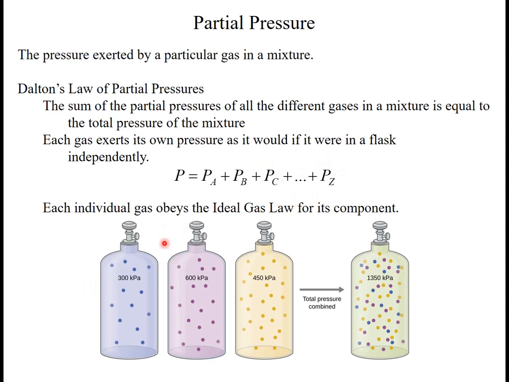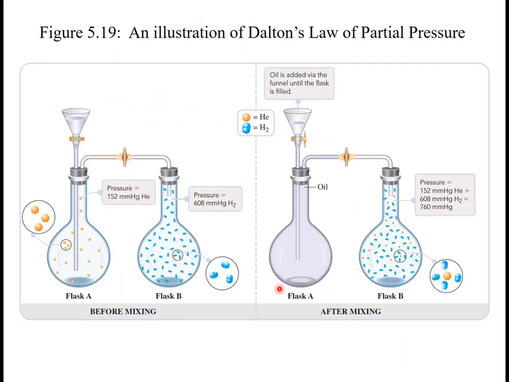And so this example here shows that I have 300 kilopascals of the blue gas, 600 kilopascals of the purple gas, and 450 kilopascals of the yellow gas. And when I mix all three of these gases together, the 300 plus the 600 gives me 900. And 900 plus 450 gives me 1350. So the total pressure in my flask is the sum of all three gases together. That's one from the internet.